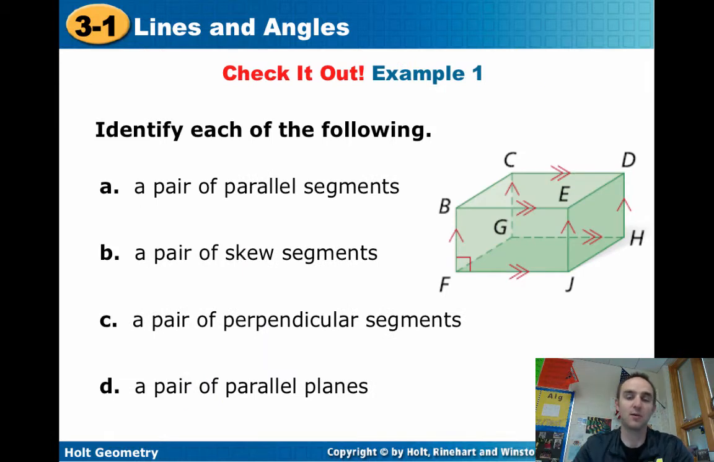So go ahead, I want you to practice naming these, practice writing them with the correct symbols. Remember we're talking about segments here, not lines, so make sure you're labeling that correctly. So go ahead, try it, pause it, come on back.